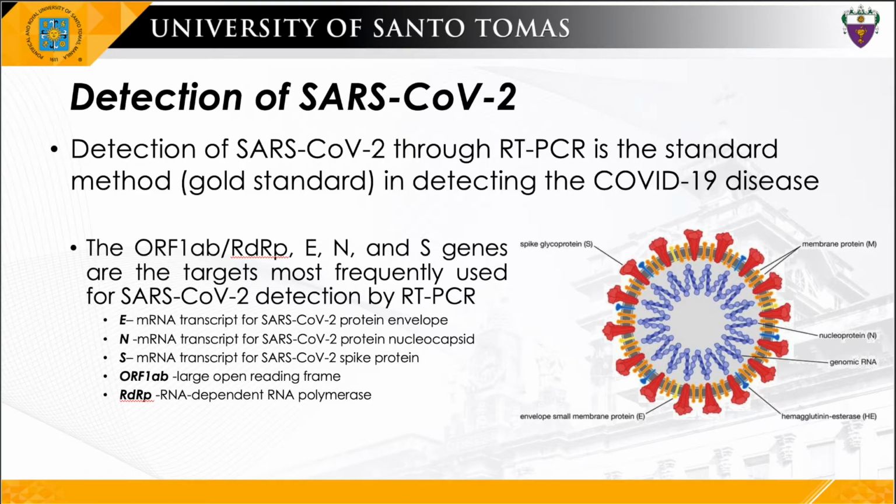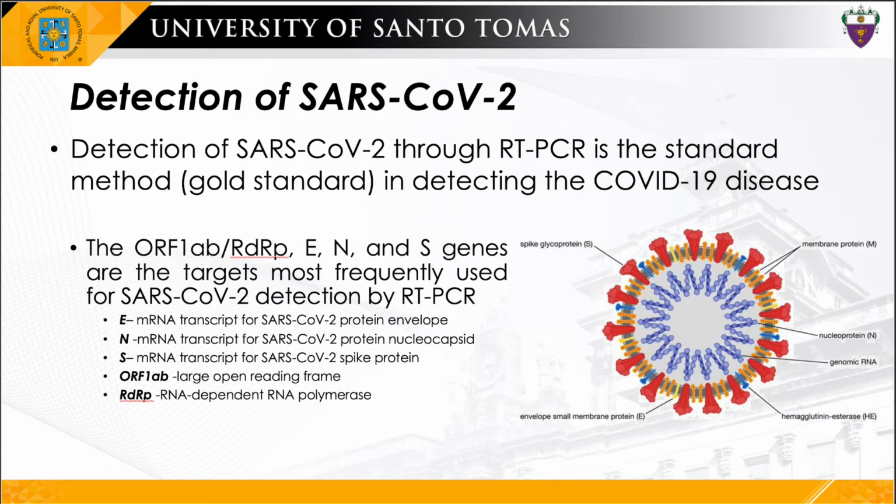SARS-CoV-2 is a positive-stranded RNA virus that expresses its replication and transcription complex, including its RNA-dependent RNA polymerase or RdRp, from a single large open reading frame referred to as ORF1ab. The ORF1ab, RdRp, and the E, N, S genes, the envelope, nucleocapsid, and spike protein genes, are the targets most frequently used for the detection of SARS-CoV-2.